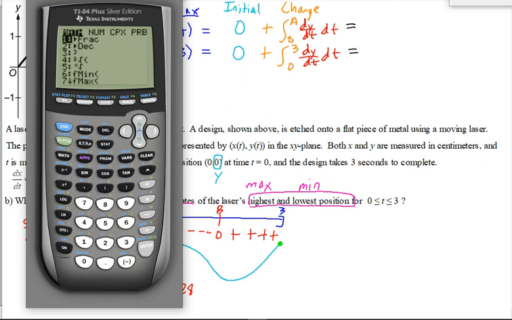So math number 9, function integrate, and this one I had in as y1 here. So vars, Y-variables, y1, comma, since I have regular function it was x, comma, the lower limit 0, comma, the upper limit alpha A. We get 1.64.